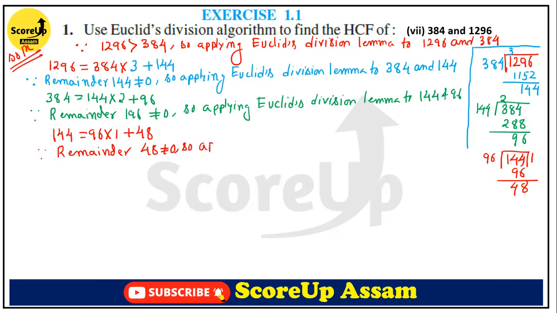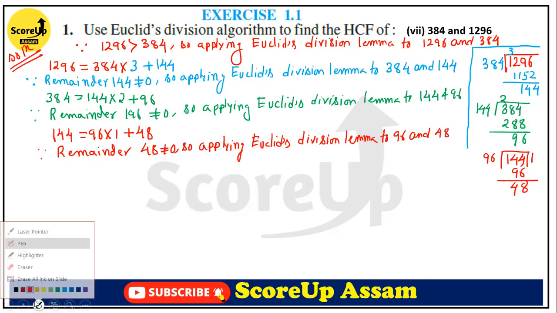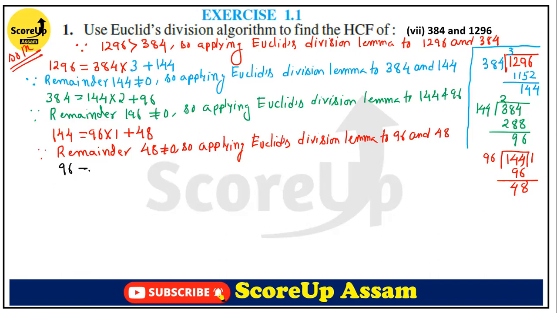So applying Euclid's division lemma to 96 and 48. Now let's apply Euclid's division lemma to 96 and 48. So 96 is equal to 48 into what? So let's divide 96 by 48. So how many times it will go? It will go 2 times. It will be 96, remainder 0. 48 into 2 plus 0.